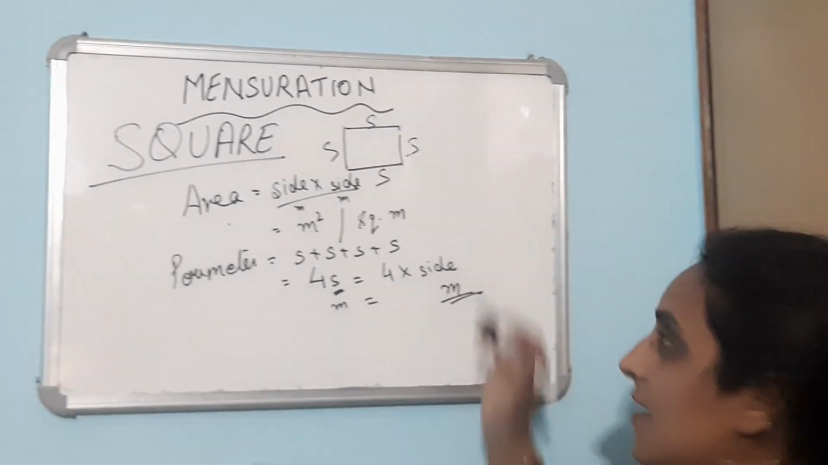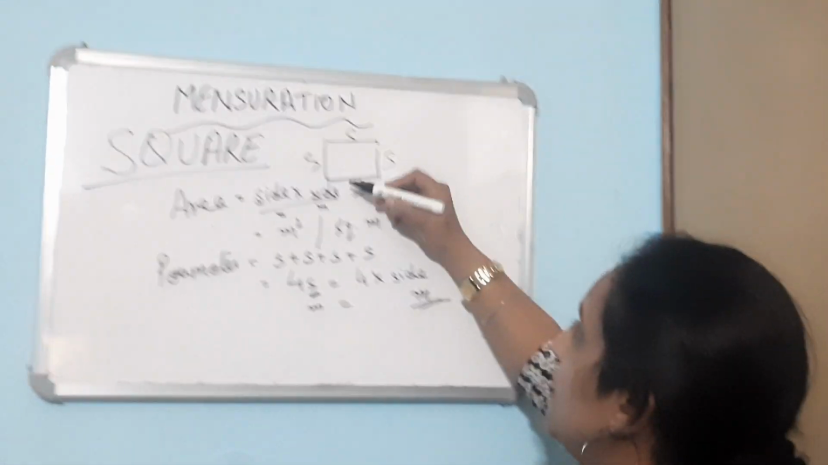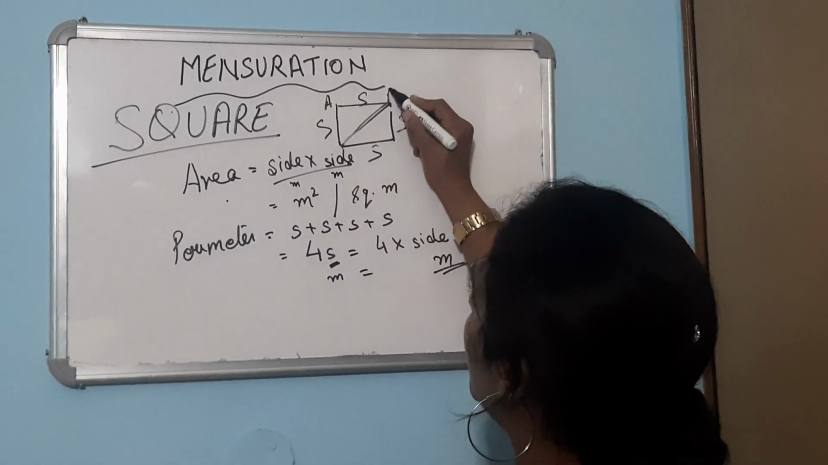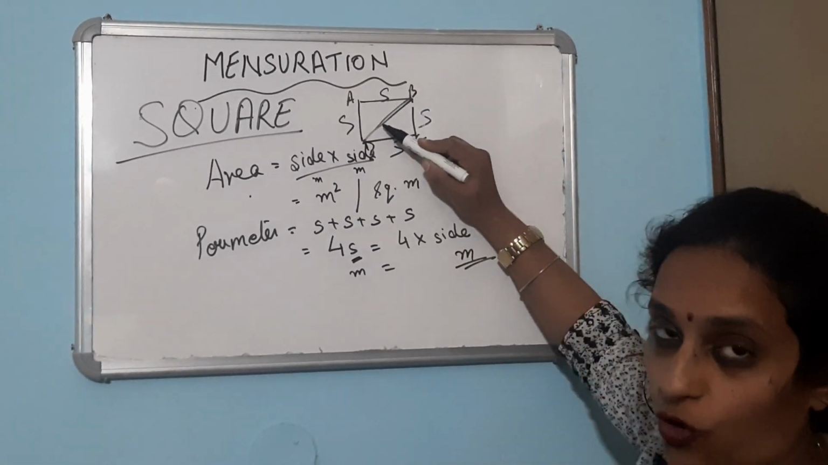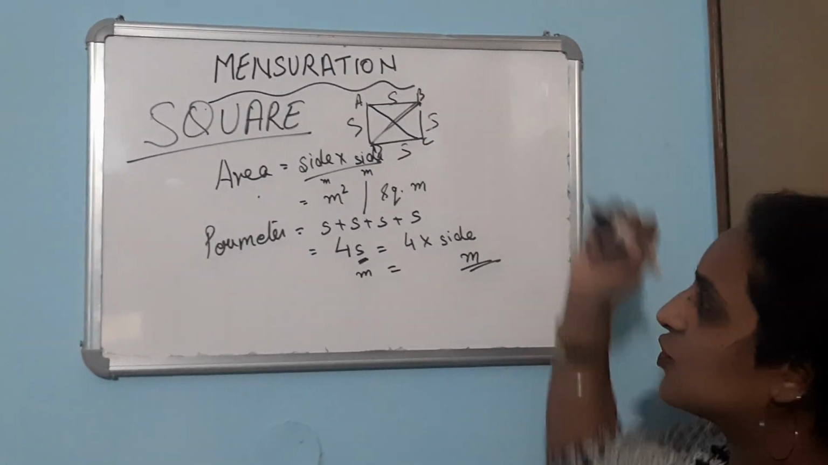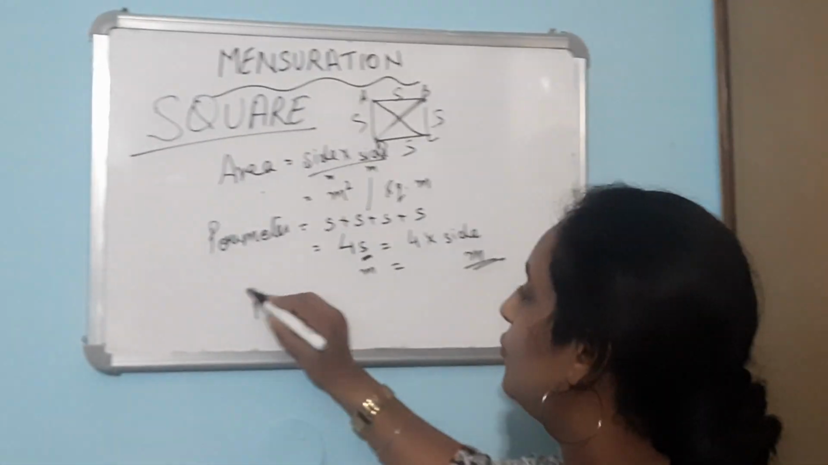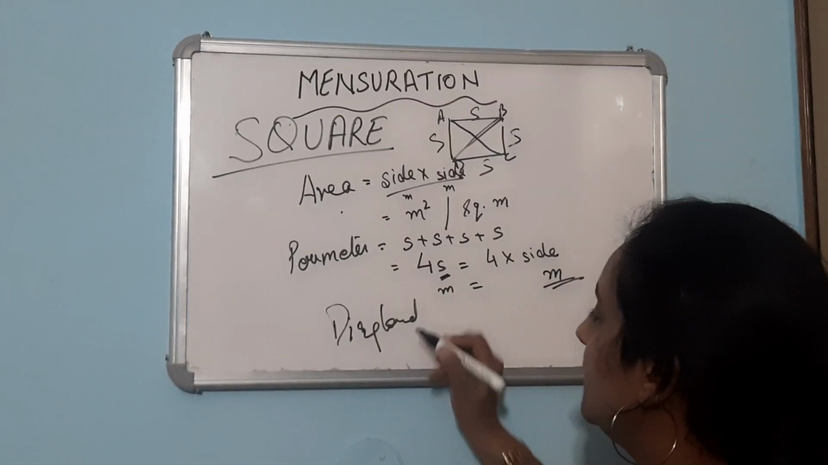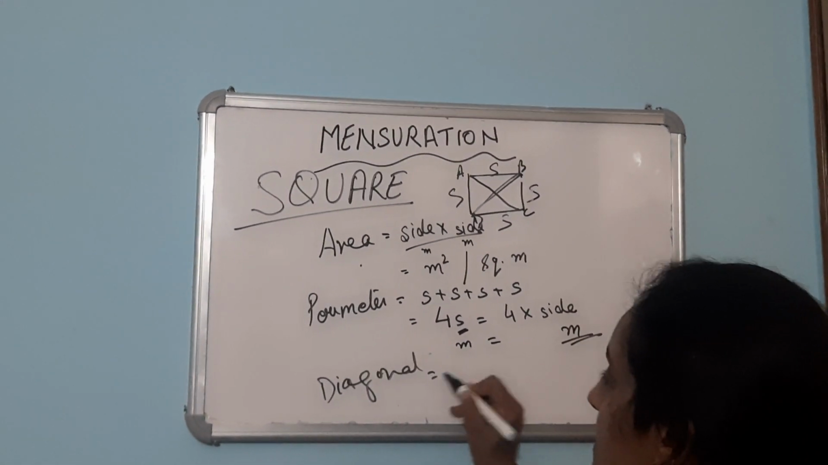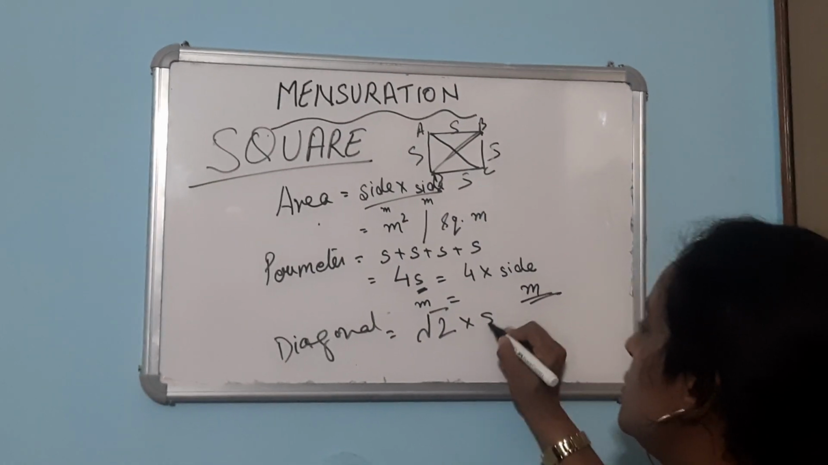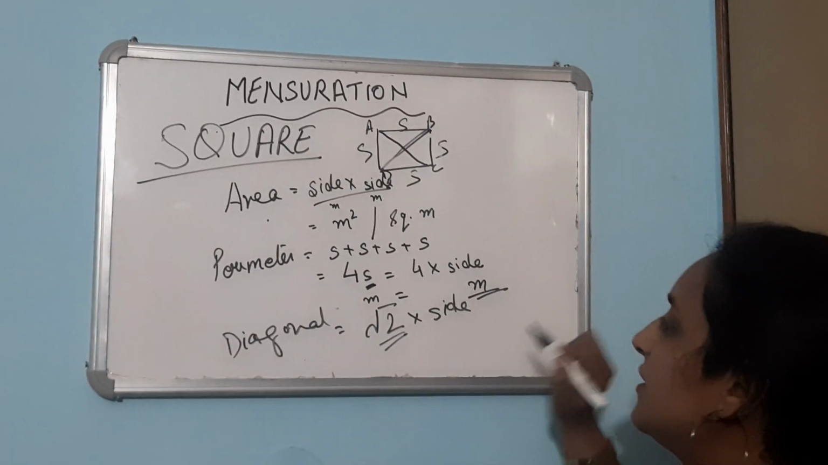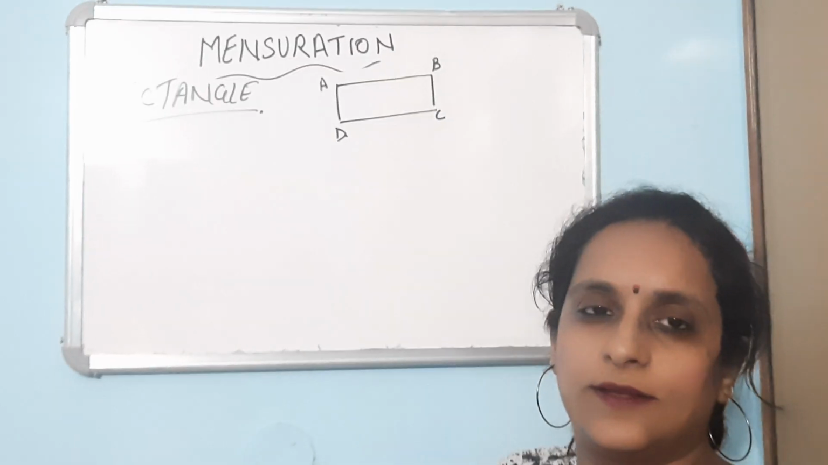Now what is a diagonal? Inside the quadrilateral, when we join one corner to the opposite corner, like this one is named A, B, C, D, a line drawn inside the quadrilateral from D to B or A to C is called the diagonal. We have a formula for the diagonal also. The length of the diagonal is equal to square root 2 into side. It is square root 2 into whatever the length of the side is given.